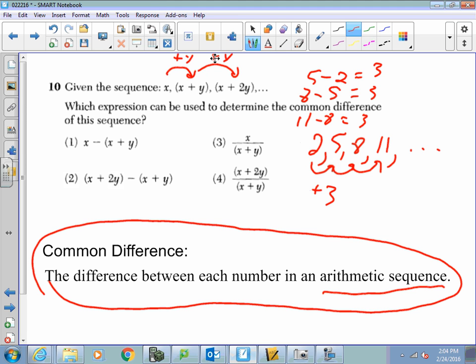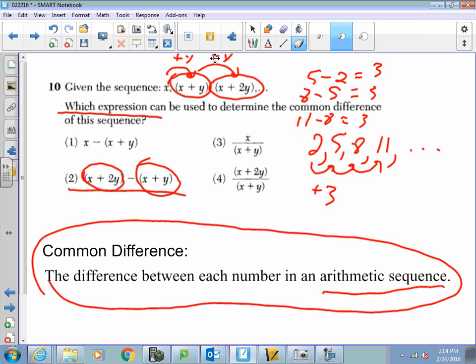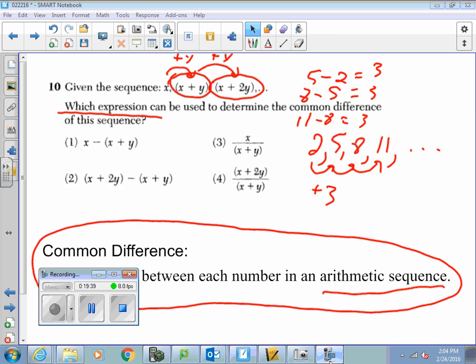But they're not asking what the common difference is. They're asking which expression can be used to determine the common difference. So if you look here at number 2, they have this one here minus this one here. And when you do that, you end up with, let's see, I'm going to erase this real quick. Hold on one second. Be right back.